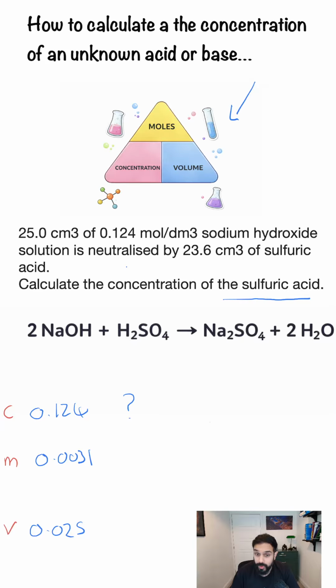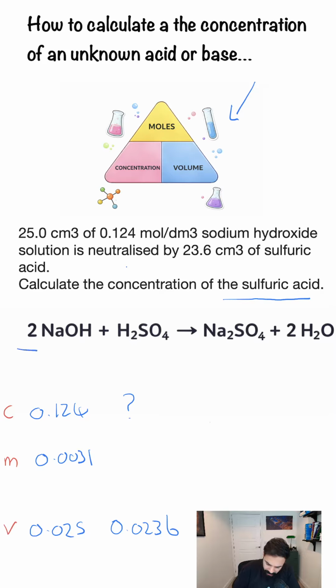Okay, now, what do I know about the sulfuric acid? Well, I know the volume it took to neutralize, which is 23.6. That would have been the actual titration, what was coming down the burette. So 23.6, but I've got to divide that by 1,000, so 0.0236. Okay, now I'm nearly there. How do I get the concentration? Well, I still need the moles.